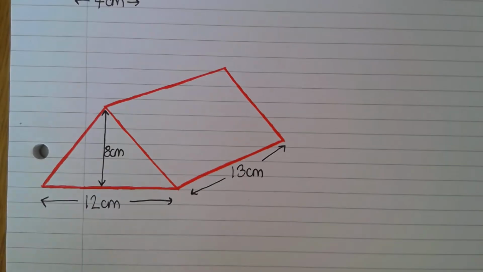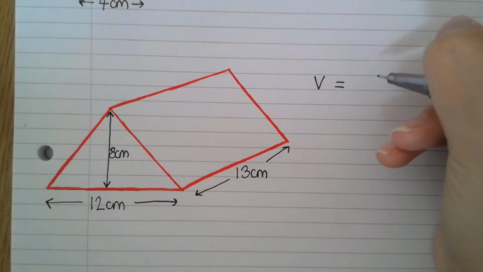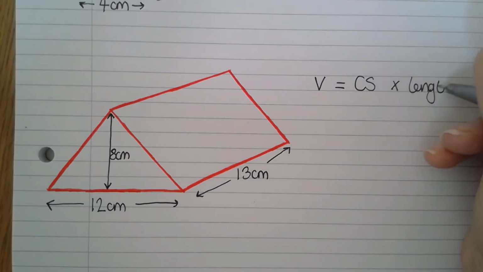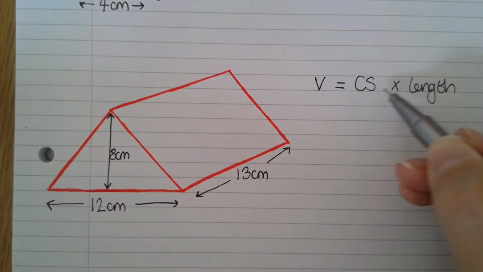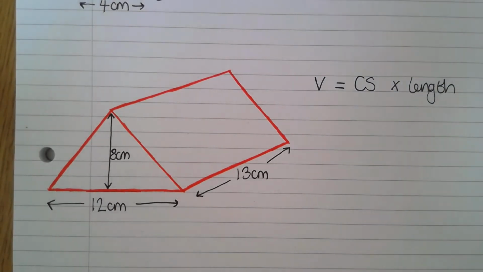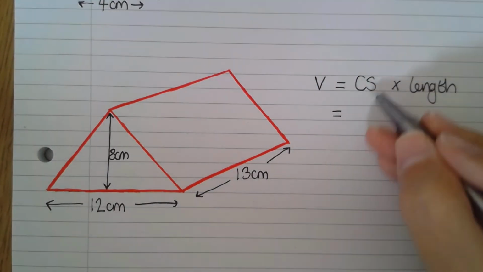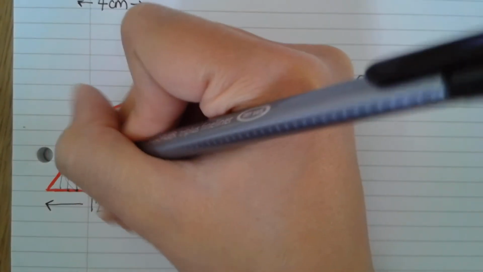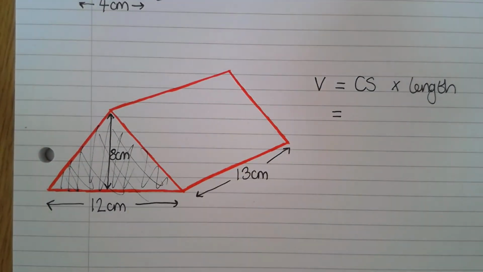And the final one, so we've got volume equals cross section, CS, times length. In an exam, write this out. Write the words cross section times length rather than CS. I'm just doing it as a shortcut because I know people won't want to write cross section each time. So cross section is this area, because no matter where I cut that shape down here, I will always get this triangle.